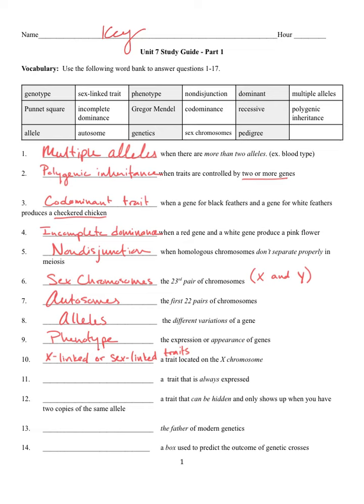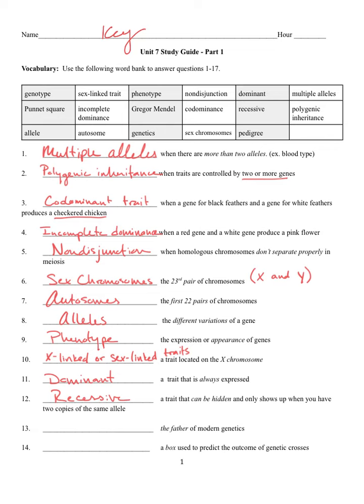Number 11, if you have a trait that is always expressed and has the ability to hide the other allele, this is a dominant trait. The opposite of that is a trait that can be hidden and only show up when you have 2 copies of the same allele, and that's number 12. Those are recessive traits. So remember, recessive traits can be hidden by dominant traits, and they're only visible as a phenotype if the recessive trait has 2 copies of the same allele.